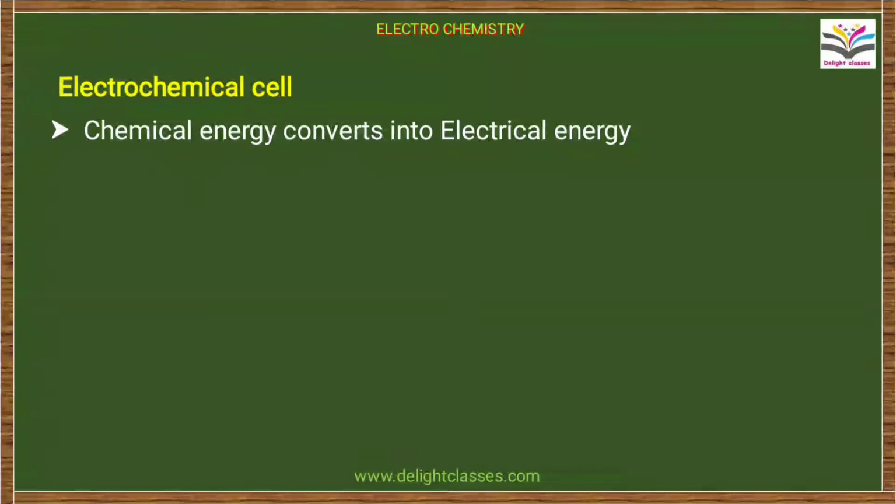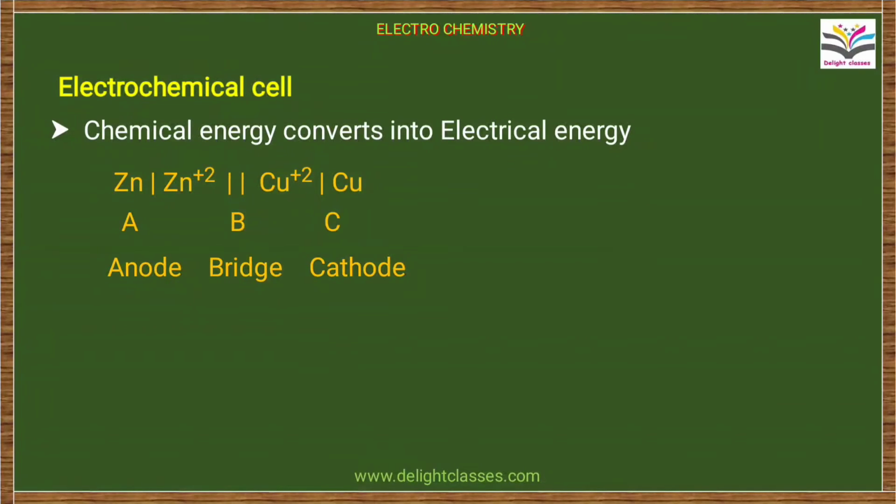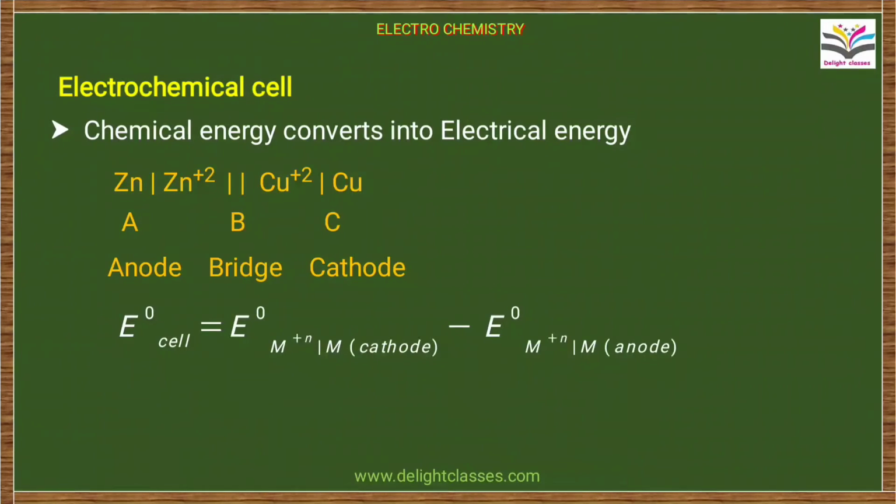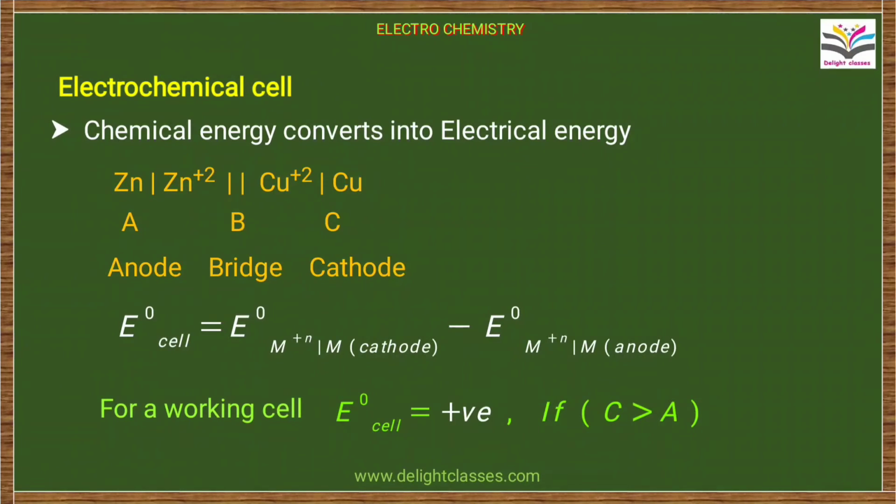Electrochemical cell. Chemical energy converts into electrical energy. Zn 2+, Cu 2+, Cu. ABC: anode, bridge, cathode. E cell is equal to E naught reduction cathode minus E naught reduction anode. For a working cell, E naught cell should be positive.